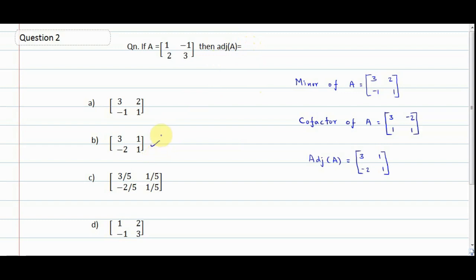How to obtain this answer? Steps are given here. The first step is to calculate the minor of A. We will get it as 3, 2, minus 1, 1. Then we have to find the cofactor matrix. The cofactor of A, we will get it as 3, minus 2, 1 and 1. Then we have to take the transpose of this matrix to get the adjoint. So when you take the transpose of this one, you will get the adjoint of A, and that will be 3, 1, minus 2, 1.